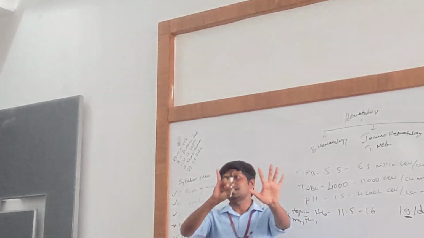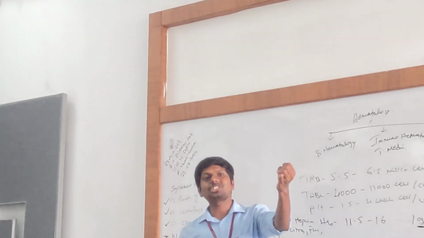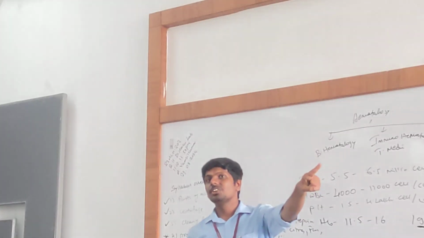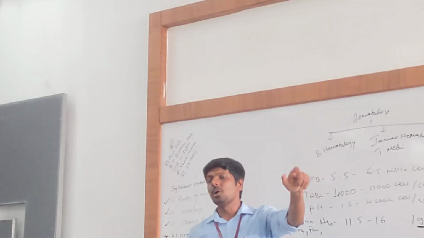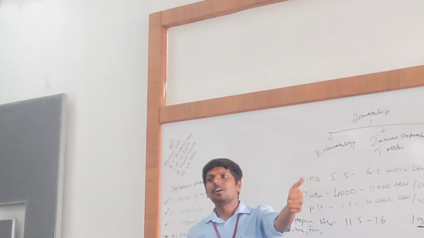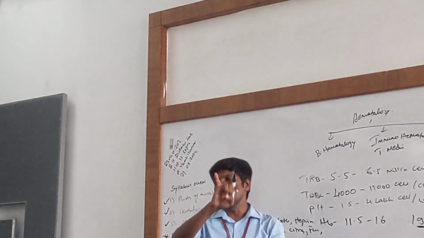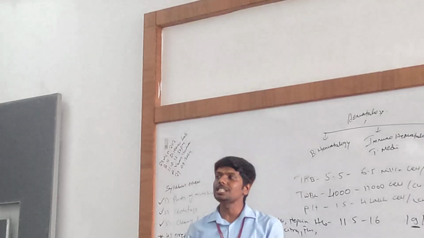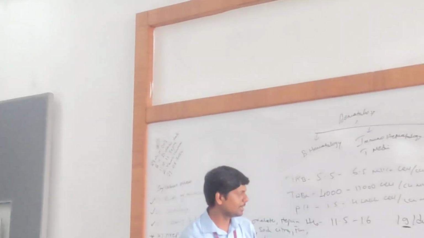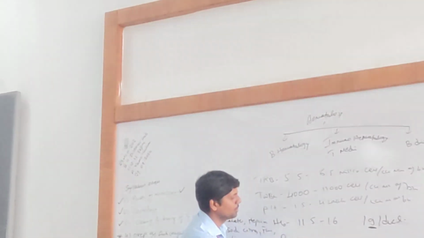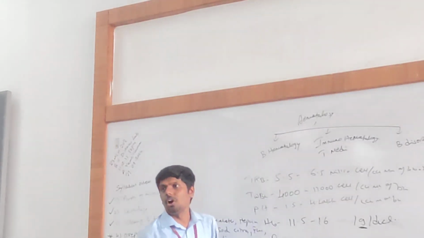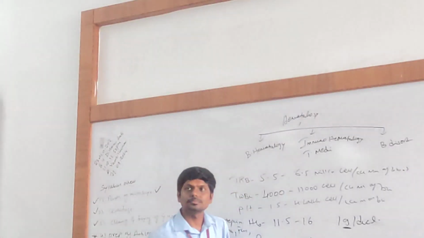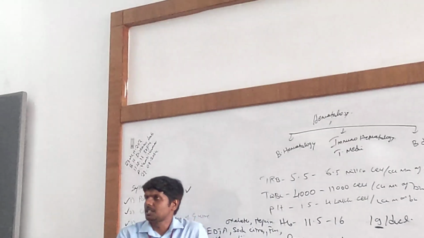What are the 6 cells we have? Proerythroblast, early normoblast, intermediate normoblast, late normoblast, then reticulocyte, then mature RBC. Reticulocyte is called as immature RBC. Write down the normal reticulocyte count. 4 to 6%.